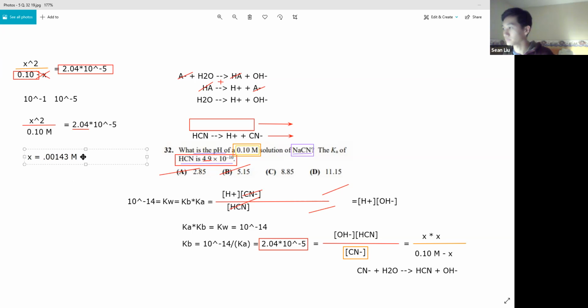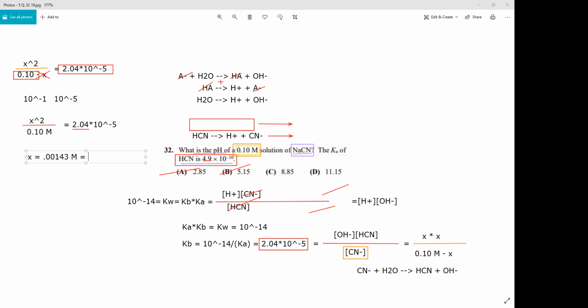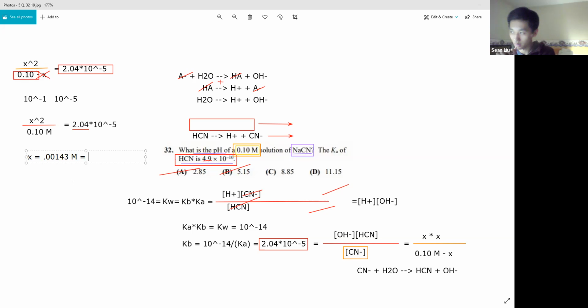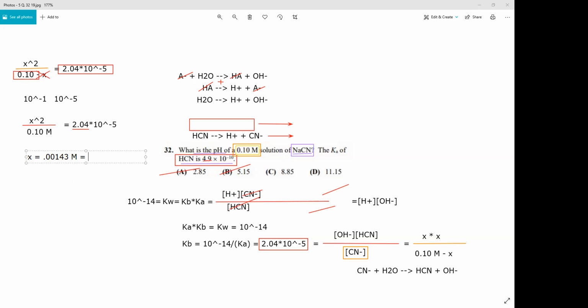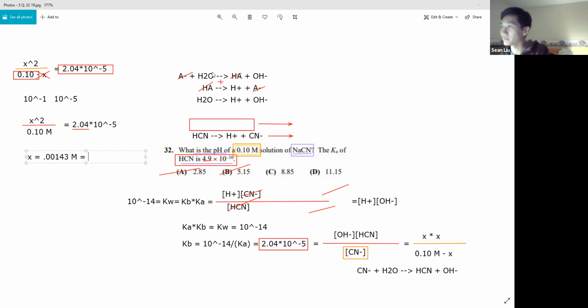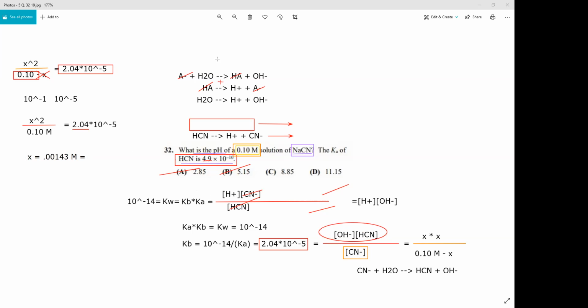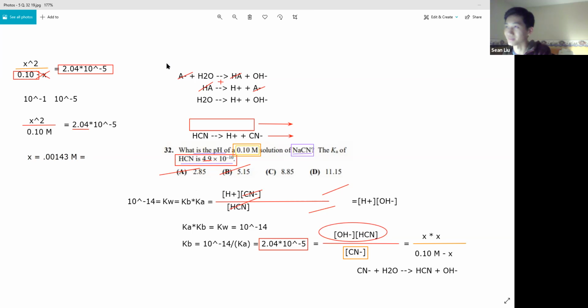Now, what the heck was this value again? What was X again? Someone remind me. What does X signify here? The molarity of H plus and CN minus. Molarity of H plus? Or isn't it the concentration of H plus? Not exactly H plus. You're on the right track. It's down here, OH minus and HCN. Oh, OH minus. Yeah, I was looking at the wrong thing. My bad. Yeah, no problem.